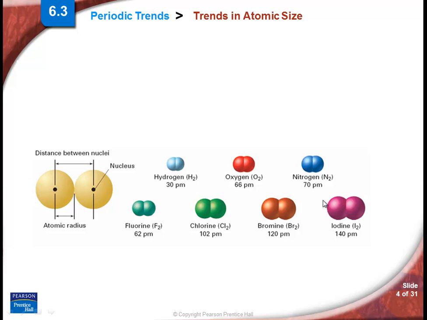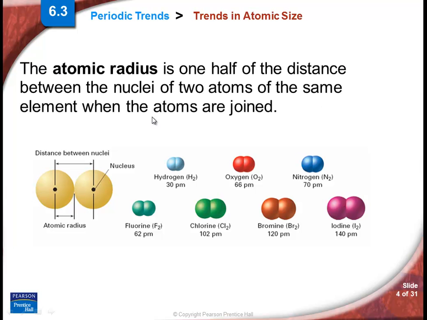And you can see that iodine is gigantic compared to hydrogen, right? And you'll see that as you go from fluorine to chlorine, as you go down the group in the halogens, the atomic size gets bigger and bigger, right? Okay, so here we go. This is a definition that you need to know right here. The atomic radius, the one that we'll use in this class, is defined as 1/2 the distance between the nuclei of 2 atoms of the same element when the atoms are joined by a bond.